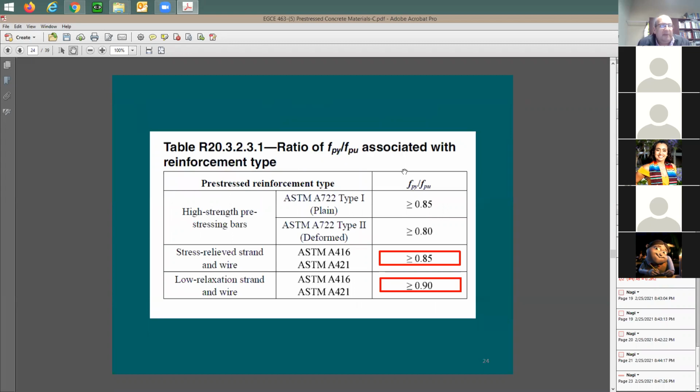So based on this table here, for the stress relieved strength versus the low relaxation, which one do you think is going to be good or higher in value? Which one is going to be helping you more? The first or the second? The stress relieved or the low relaxation? Yeah?